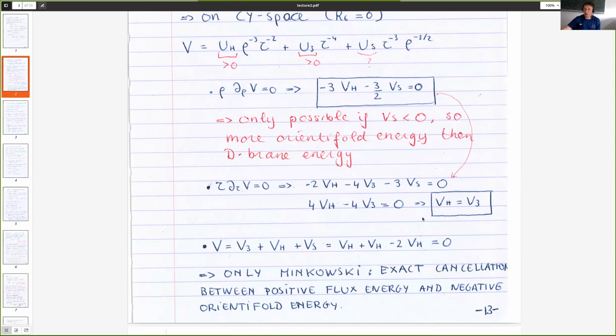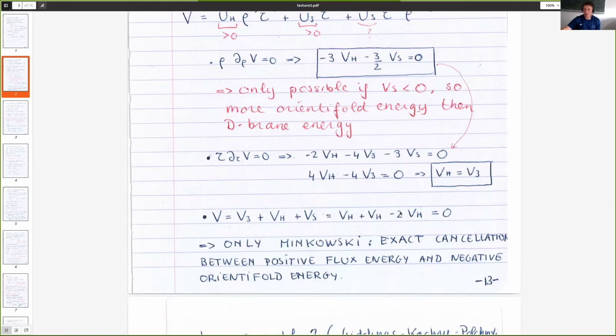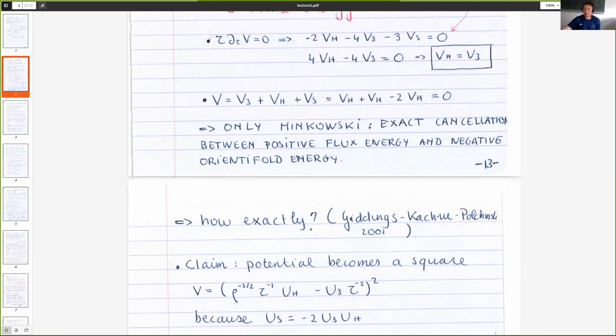So once you do this little game, you can ask yourself, wow, that must be very special. Can I sort of understand this more microscopically, more in detail? And you can. And this is the context of this famous paper by Giddings, Kachru, and Polchinski from 2001. And this paper, if you have never studied it, I advise you to study it because it contains so much of the basics that is being used in the string phenomenology literature.